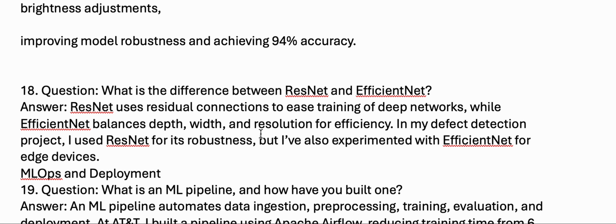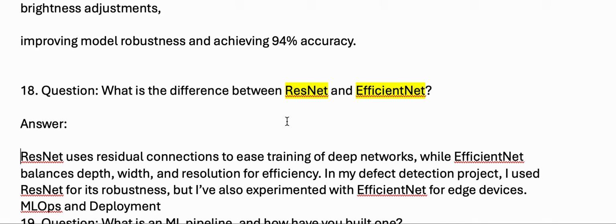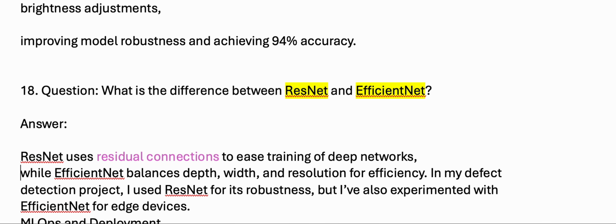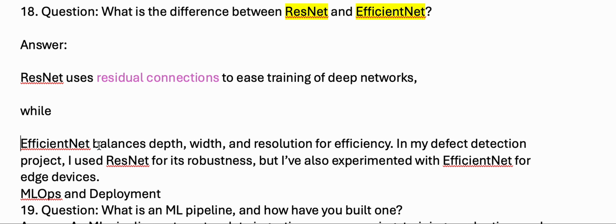Next, what is the difference between ResNet and EfficientNet? Basically, ResNet uses residual connections to ease training of deep networks, while EfficientNet balances depth, width, and resolution for efficiency.